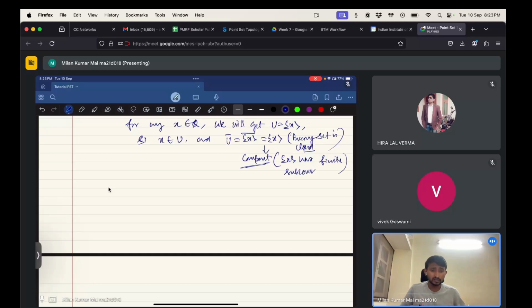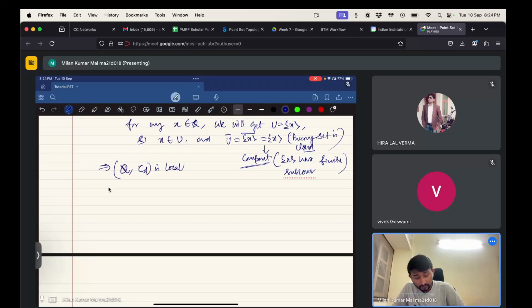Whatever the collection of open sets which covers the singleton set {x}, there should exist an open set U which contains the point x. I will take only that one. So that's why it is finite compact. A finite subcover always exists. So the rational numbers with the discrete topology are locally compact.